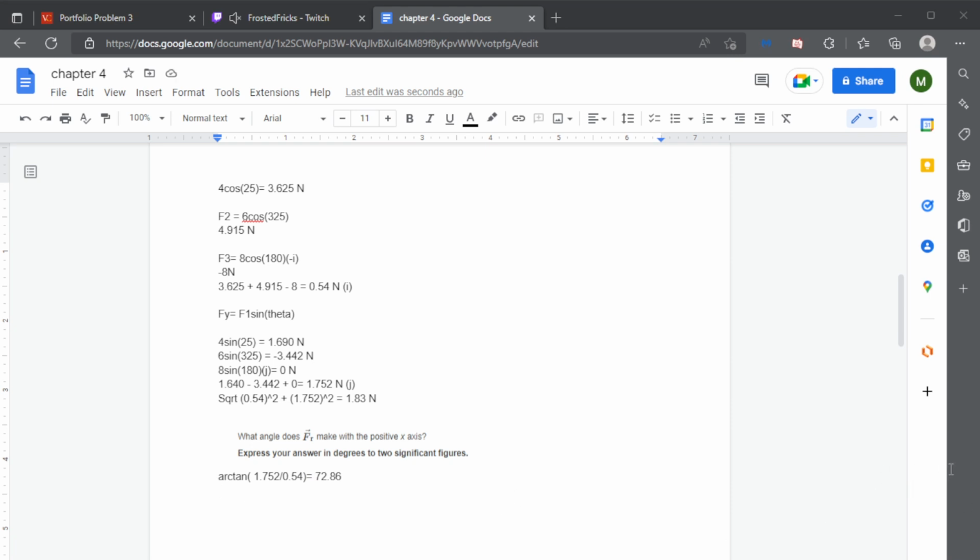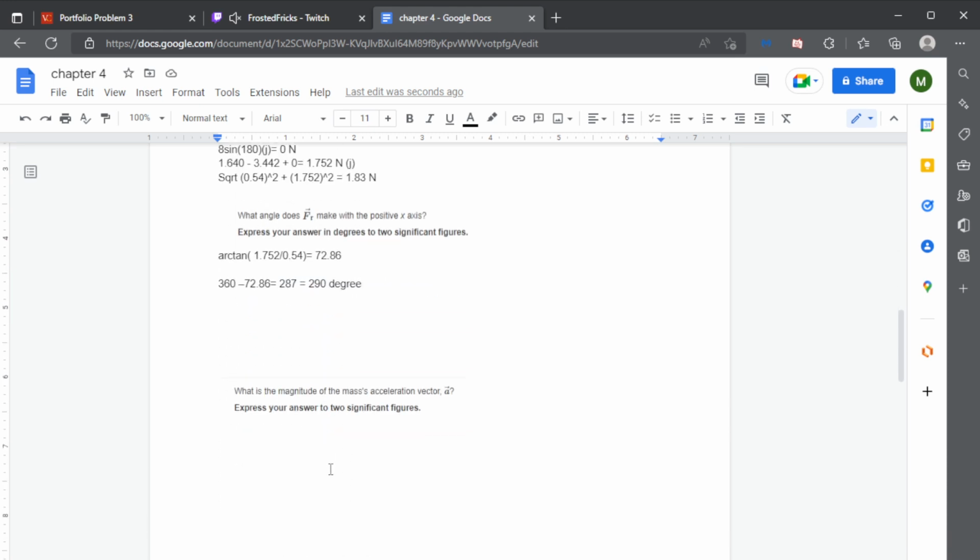Since this is counterclockwise, it represents the 360 degrees, so we subtract. 360 minus 72.86 will equal 287.14. Remember that we need to round it to our final answer. Initially it would be 287, but we round the 7 up to the 8, which would be 290.